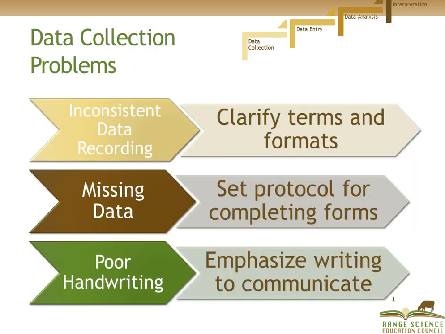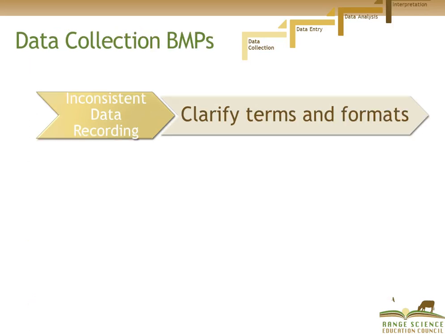Now, there are several types of problems that are associated with data collection. Main categories are inconsistent data recording, missing data, and poor handwriting. And we need to know how to deal with each one of those. So we're going to look at each of these in turn. First, there's the problem associated with inconsistent data recording.